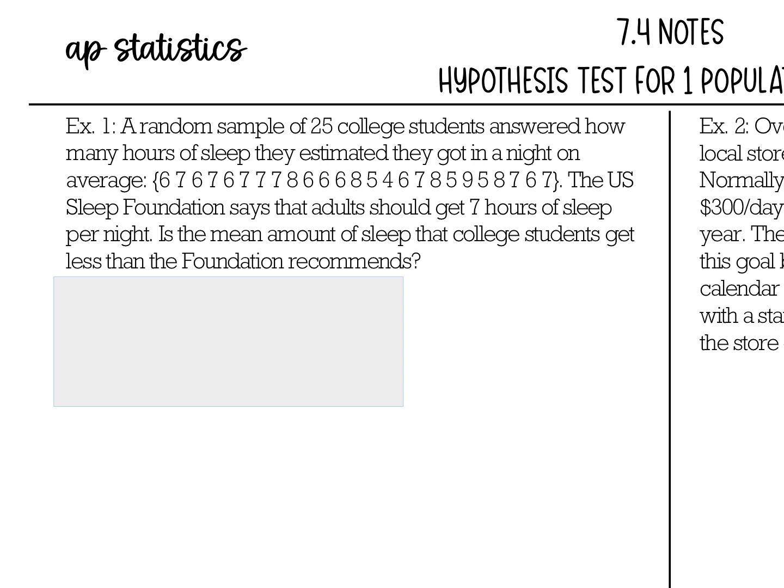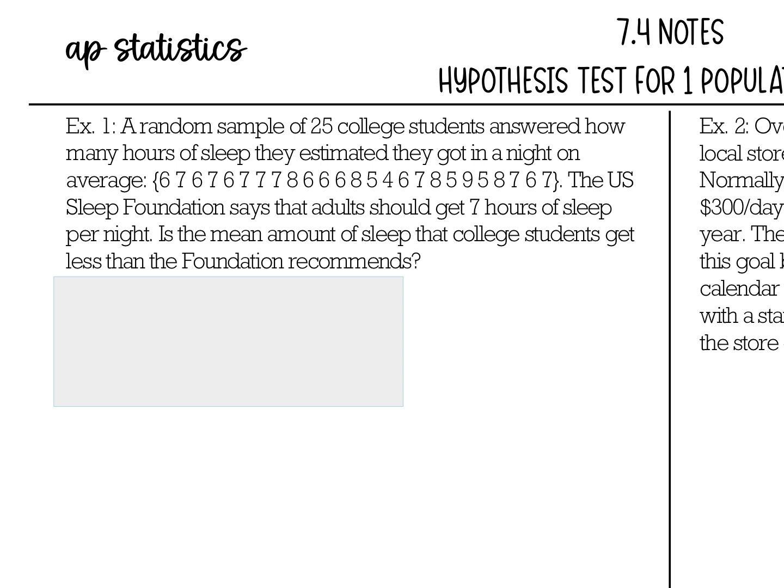So in our first example, we have a sample of 25 college students answering how many hours of sleep they got per night on average. And we have that data summarized in that short bracket set there. And the US Sleep Foundation says that adults should get 7 hours of sleep per night. Is the mean amount of sleep that college students get less than the foundation recommends? Well, let's see. Okay, so first thing, let's go ahead and dive into our state section.